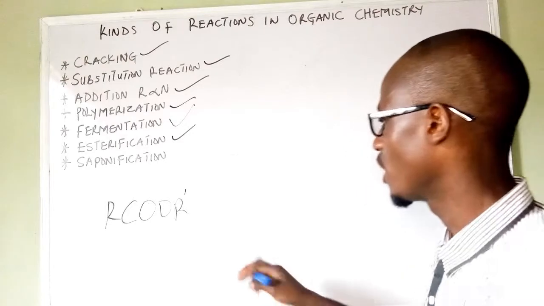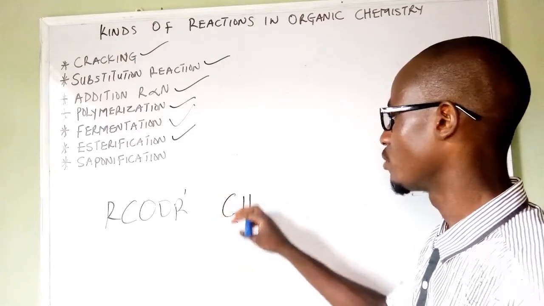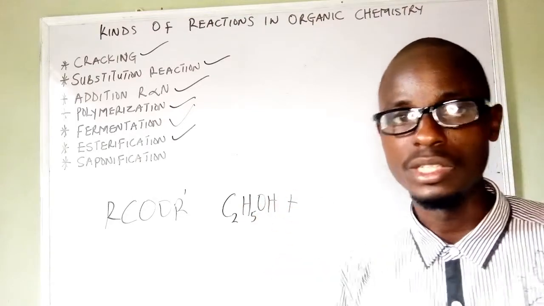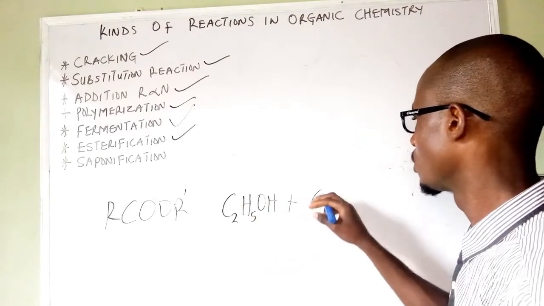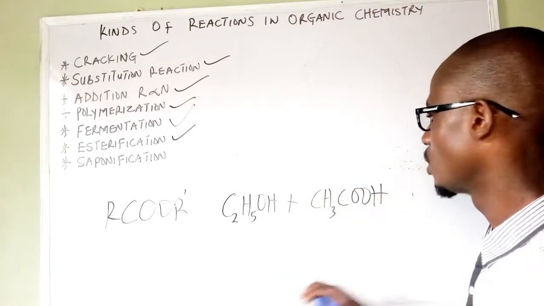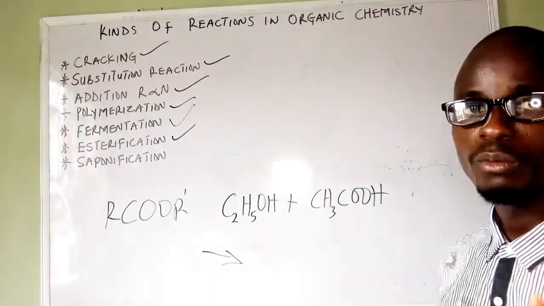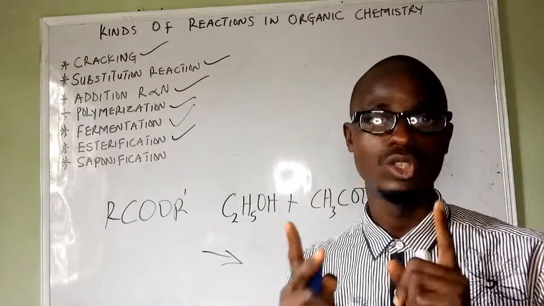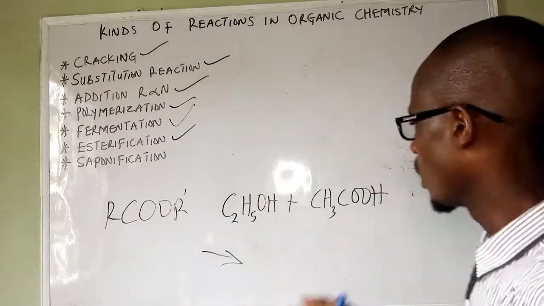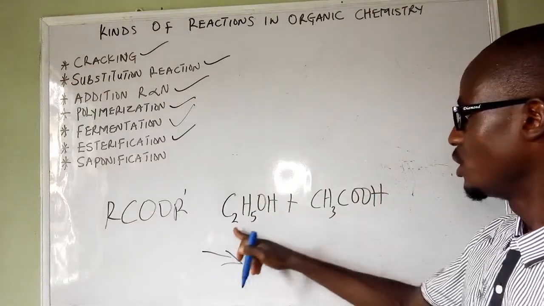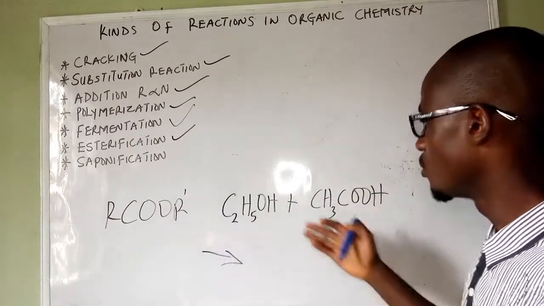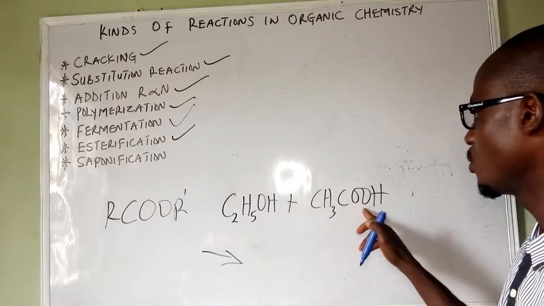For instance, if I have ethanol, C2H5OH, reacting with ethanoic acid, CH3COOH, the products that will be formed after esterification are majorly two, and that is the ester and water. And how does that happen? This hydrogen is being removed here. So in RCOOH, I'm going to have my COO.